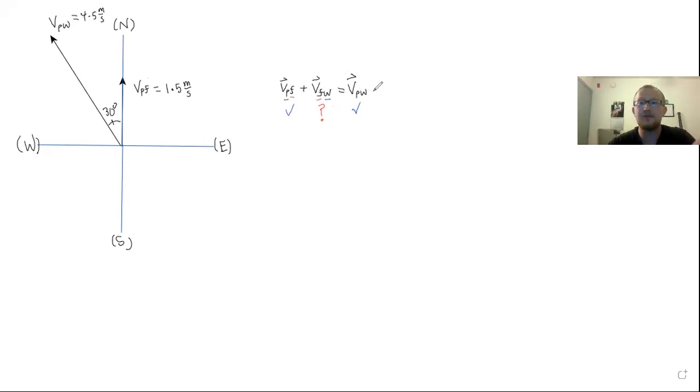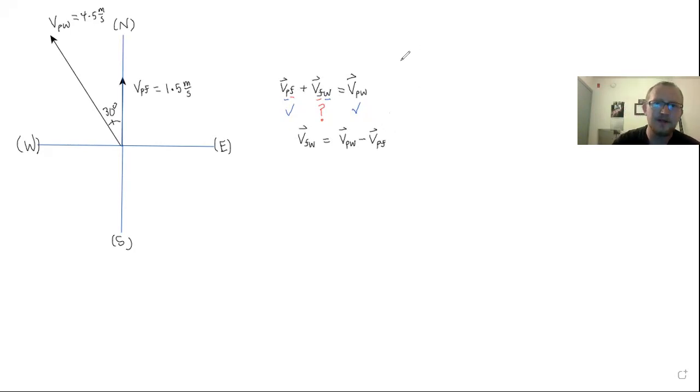So we're in 2 dimensions, so it's very important that we add these vectors like vectors, right, and not accidentally add them like scalars. And so let's first rearrange our vector equation to solve for the unknown. So the velocity of the ferry with respect to the water is going to equal the velocity of the person with respect to the water minus the velocity of the person with respect to the ferry.